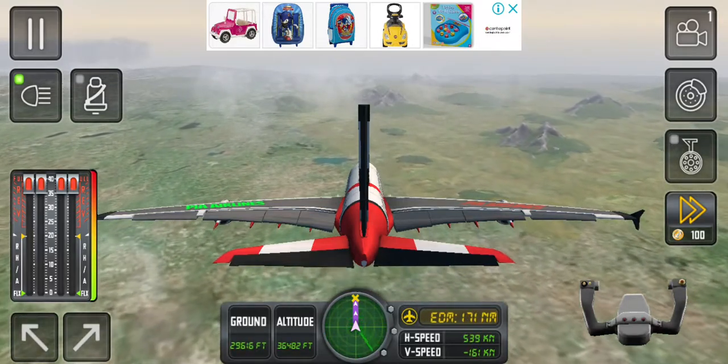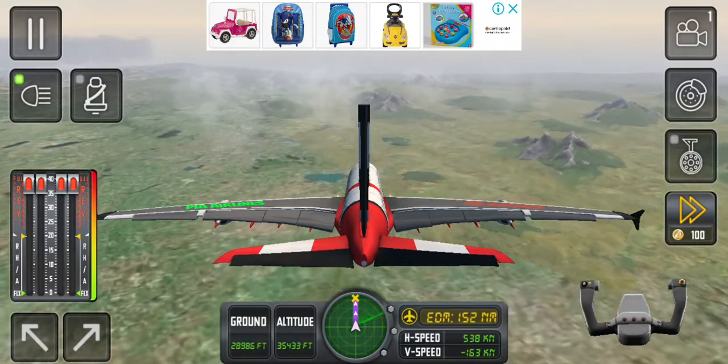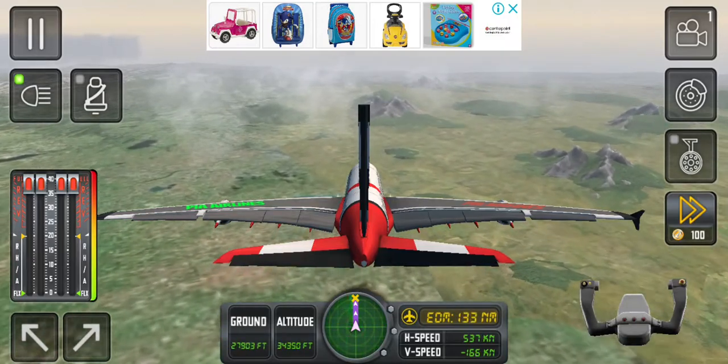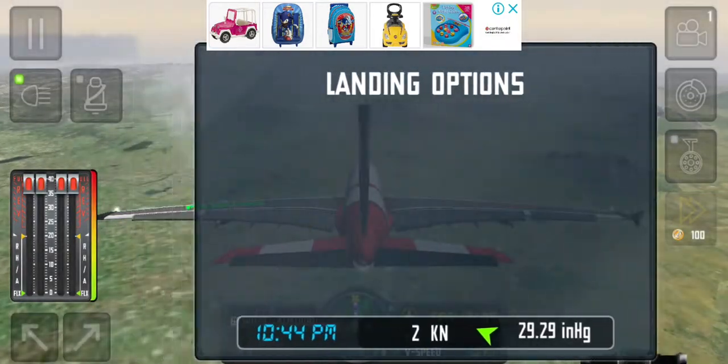Okay, so we have to descend because our destination is about 140 miles per hour and okay, let's just do this.